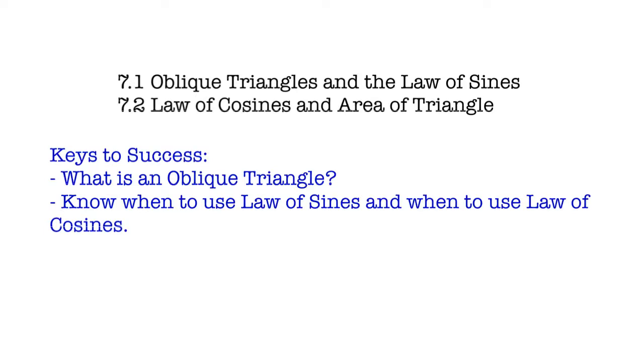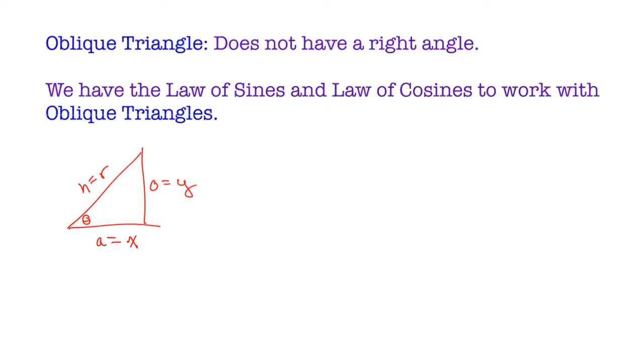This video will be going over 7.1 and 7.2 in our trig book, going over oblique triangles, the law of sines, and then the law of cosines and area of the triangle. So keys to success is what is an oblique triangle, because when do you know to use that, and know when to use the law of sines and the law of cosines. And then there's going to be some formulas that are going to be applied here, especially with area of a triangle.